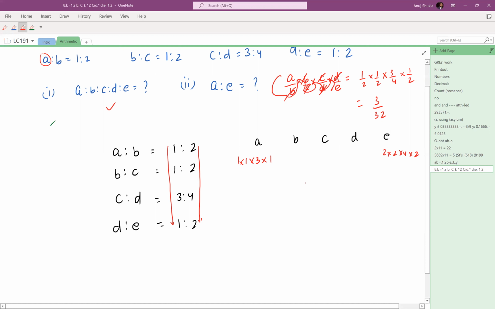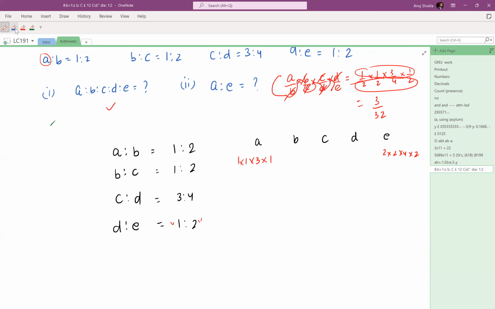Any doubt? And we have done the same thing here also. Look what we have done: multiplied this for A and E. Right, A and E is clear, right? Now let's look at B. So whenever you have to look for B, what do you need to search?